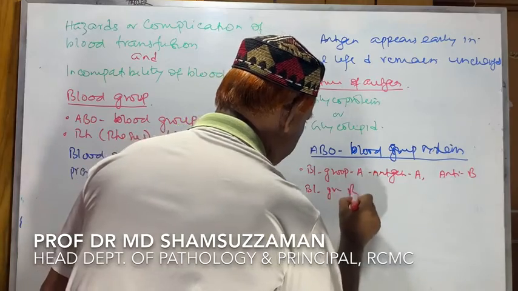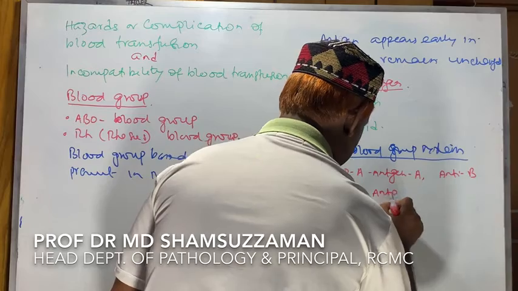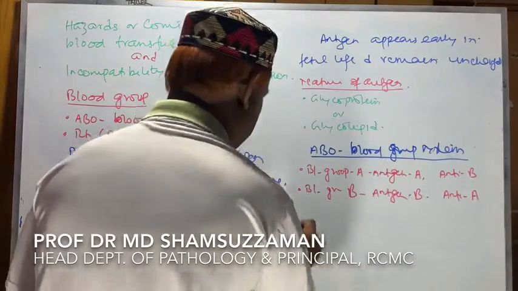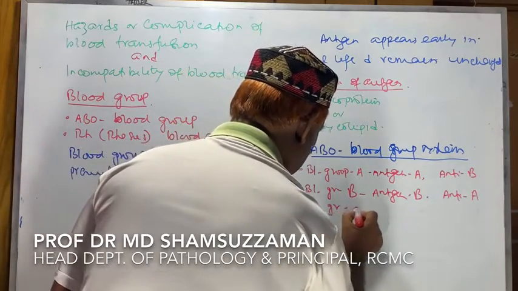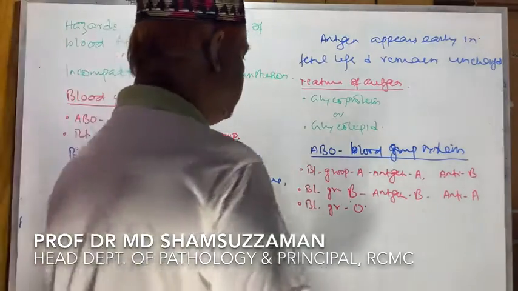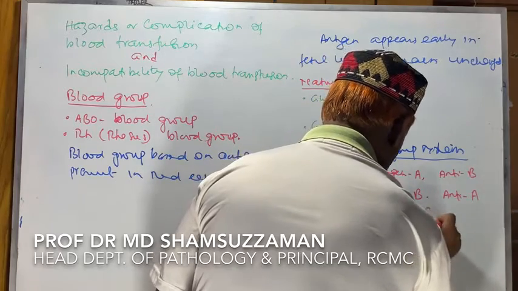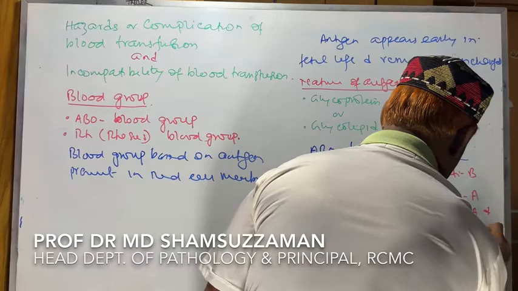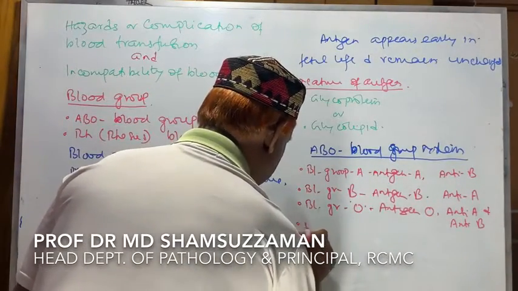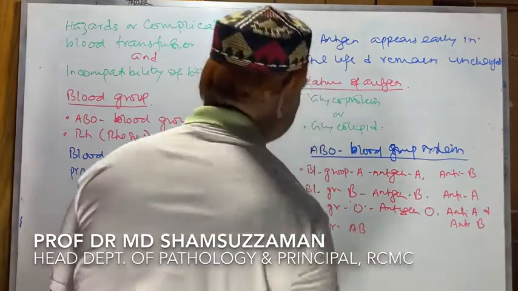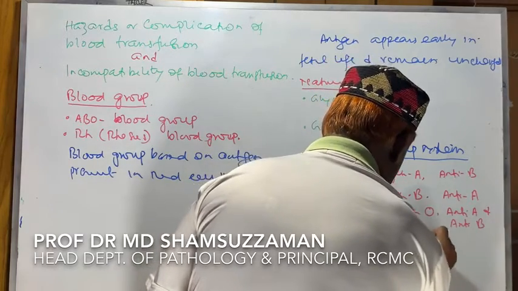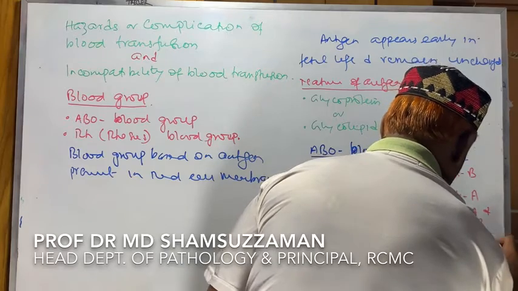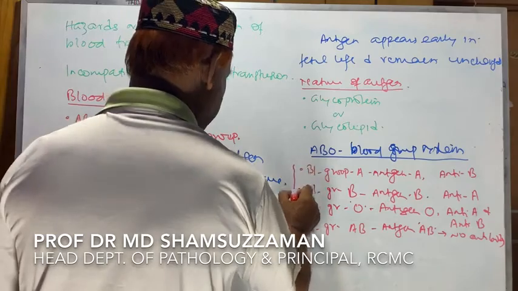Blood group B: the antigen is B and the antibody in serum is anti-A. Blood group O: the antigen on the red cell membrane is O antigen, and the antibody in serum is anti-A and anti-B. Blood group AB: the antigen is AB and in the serum there is no antibody. So this is the ABO blood group system.